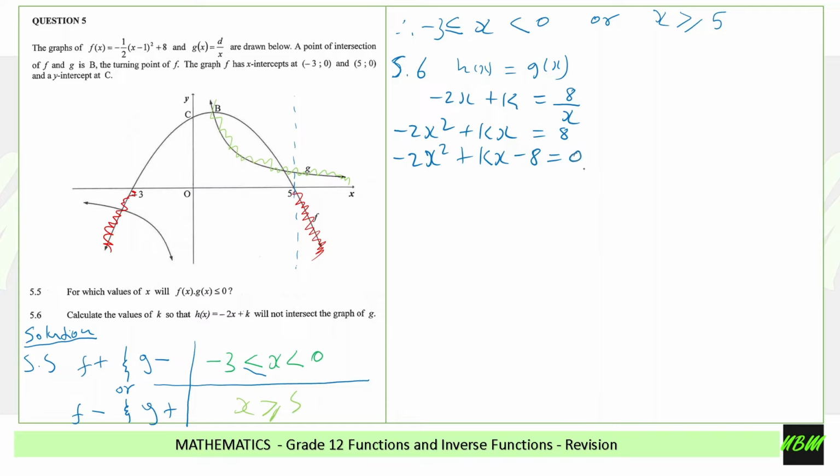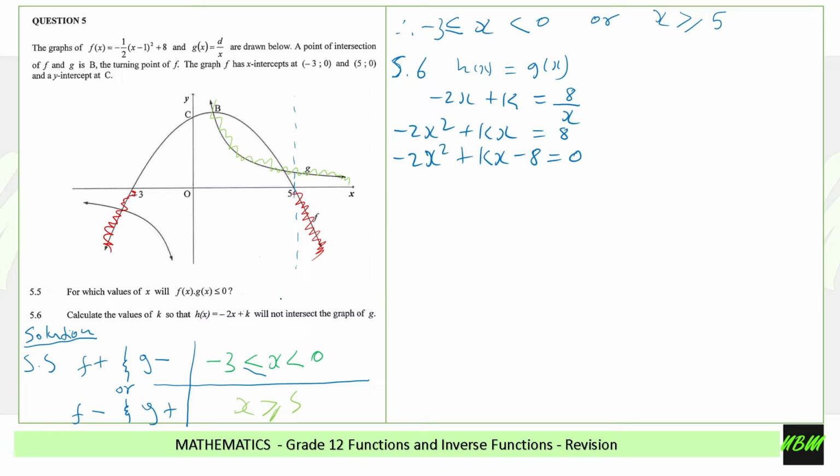Now we are seeing what will happen when they intersect. Then you see that we end up with a quadratic equation that has the parameter k. So now, if you remember from your nature of roots, where you need to determine the values of the parameters, maybe where the roots will be real and so forth.